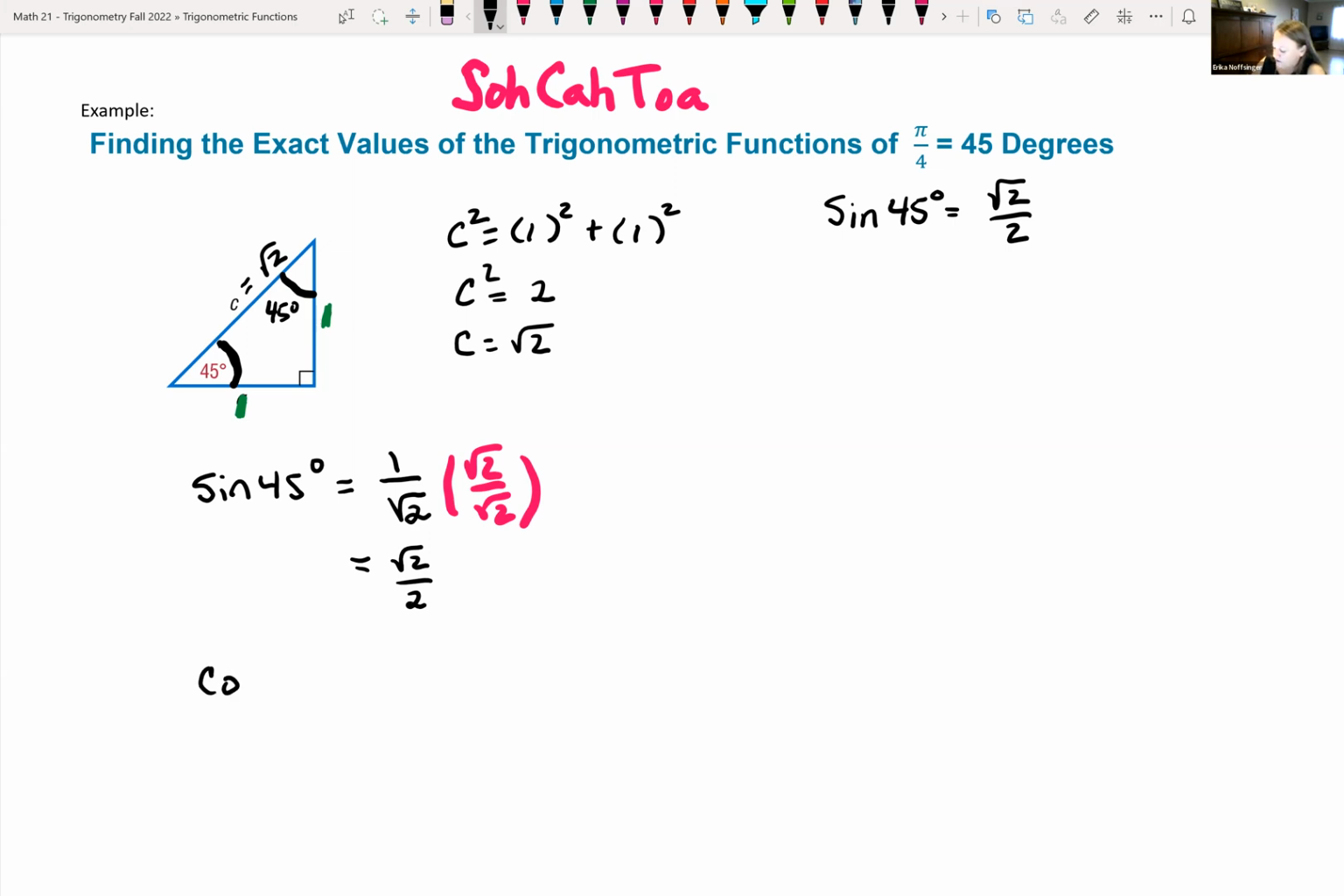So cosine of 45 degrees, we can look at this as, again, the ratio of the sides of this right triangle. If we're looking at the bottom 45 degrees, the adjacent side of that angle is 1 over the hypotenuse, which is root 2. Again, rationalizing the denominator, we get that this is root 2 over 2. Just going to list them up here so we have them in front of us.